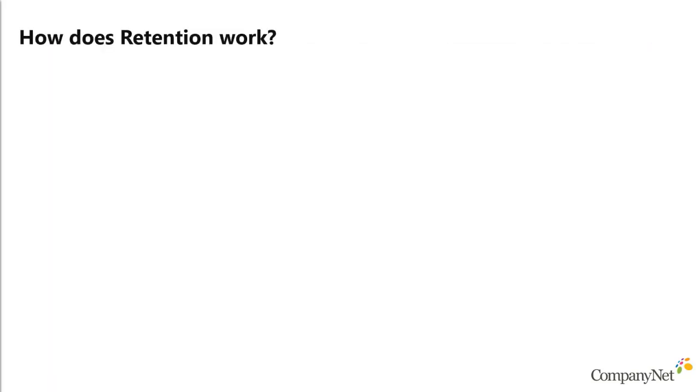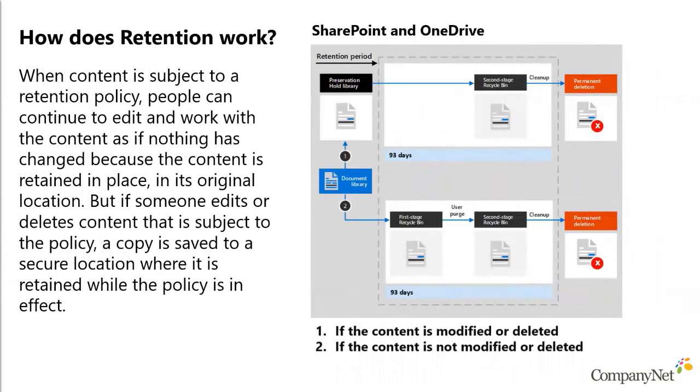Okay, so let's move on to how does retention work. Now, if we look at SharePoint and OneDrive, when content is subject to a retention policy, people can continue to edit and work with the content as if nothing has changed because the content is retained in place and in its original location. But if someone edits or deletes content that's subject to the policy, a copy is saved to a secure location where it's retained while the policy is in effect. So that will disappear from the SharePoint library, but it will be contained within the preservation hold library for the length of the retention period before the follow-up actions can be applied.